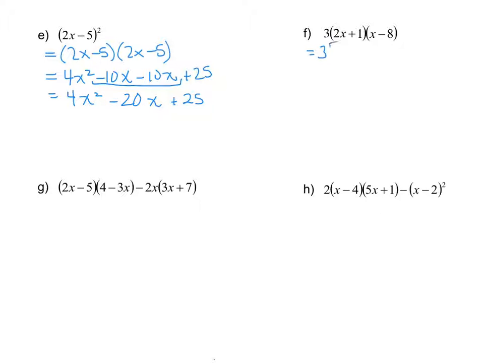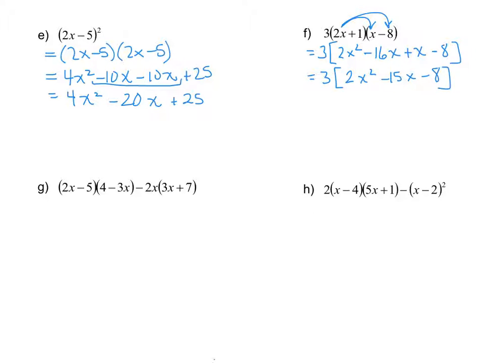Okay, now this one I had suggested that you multiply your binomial first and keep that 3 on the outside. So 2x times the x would be 2x squared. A minus 2 times, the 2x times the minus 8 would be minus 16 with an x. A plus 1 multiplying x would be plus 1x, or just plus x. A plus 1 times a minus 8 would be minus 8.